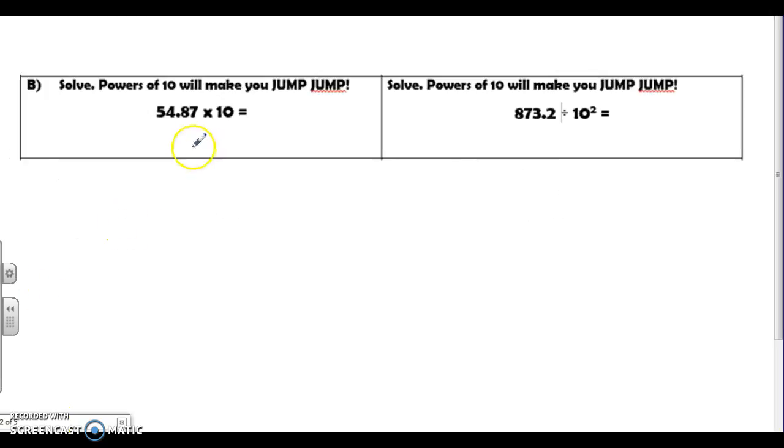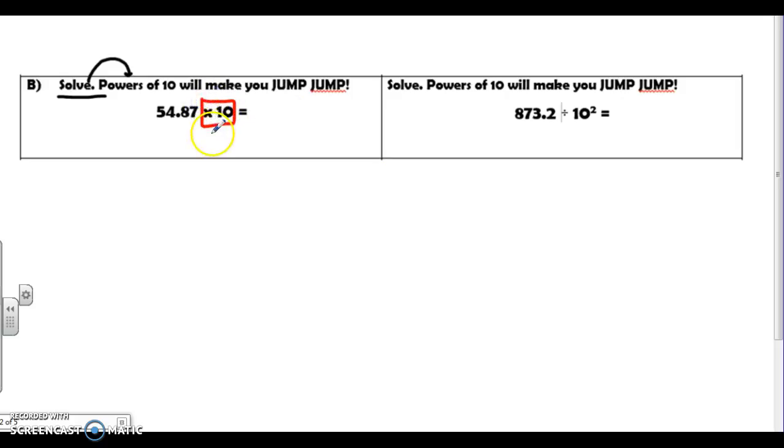All right, guys, we're going to go ahead and move to B. So this time the directions are different. We're not estimating, we're solving. But there's a big hint here. It tells you powers of 10 will make you jump. So what that means is anytime we are multiplying or dividing by a power of 10, we can simply jump the decimal. All the information we need to do that is right here.